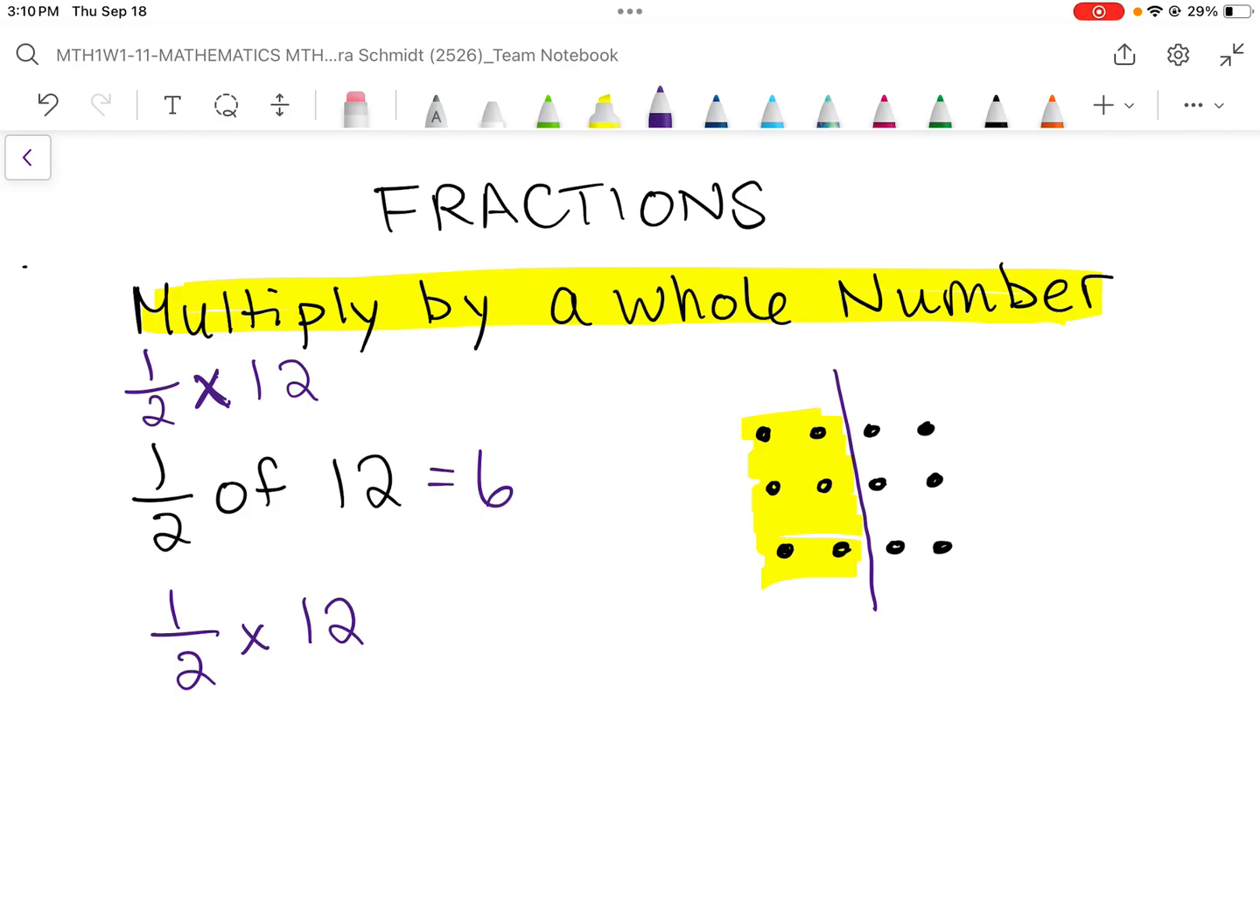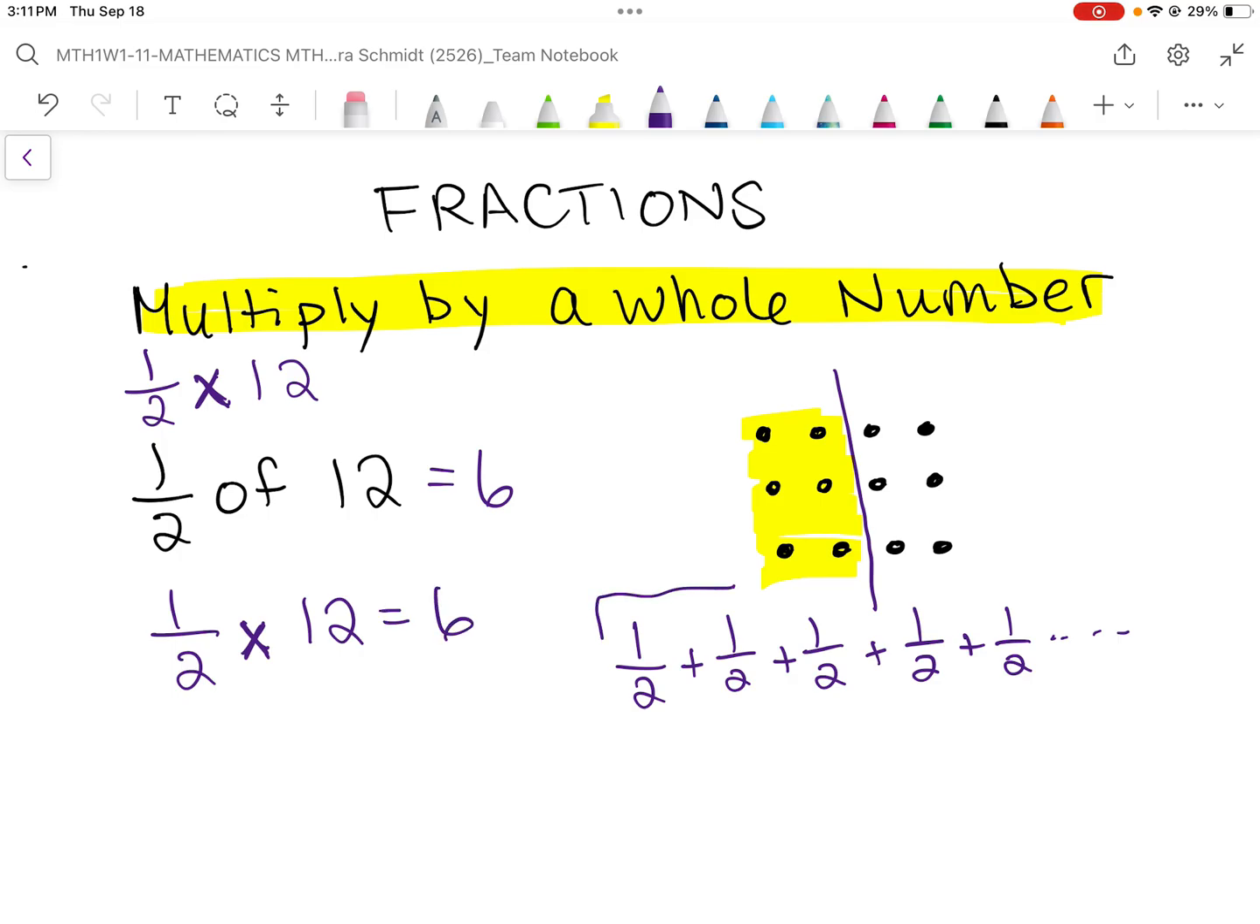Another way is with repeated addition. So we know multiplication is just repeated addition. So it's like I have half 12 times. So it's like I have a half plus a half plus a half plus a half plus a half, and we're going to go 12 times. So half 12 times, that's just going to be 6.